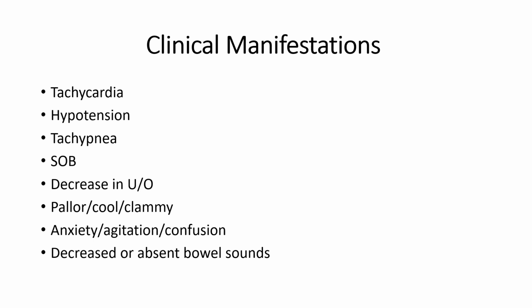Shortness of breath, decreased urinary output. And we know our perfusion to our kidneys is becoming little to none. The patient may look pale, feel cool, clammy. If our brain is being affected, of course, we know that's the first organ to always be affected by decreased perfusion. We're going to see some agitation, confusion, altered mental status, anxiety. And here's that paralytic ileus, decreased or absent bowel sounds.